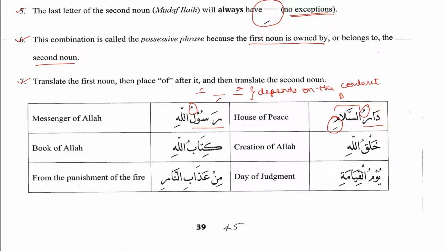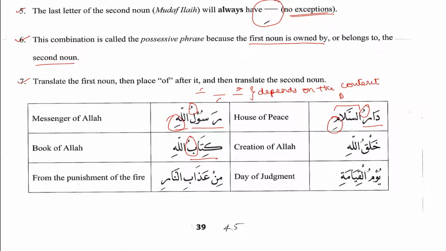So it depends on the context in which the word is being used. Rasulu is indefinite, and Allahi is definite. Again, it's a kasra at the end of the last letter. So, messenger of Allah, Rasul of Allah. Khalqullahi, the creation of Allah. Kitabullahi. So kitab is indefinite, it can have anything here, and Allahi.